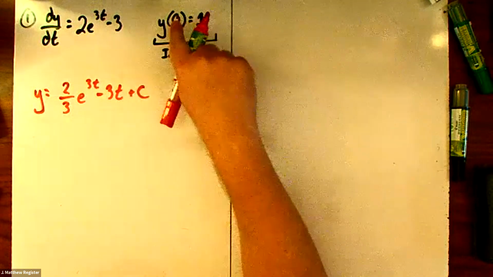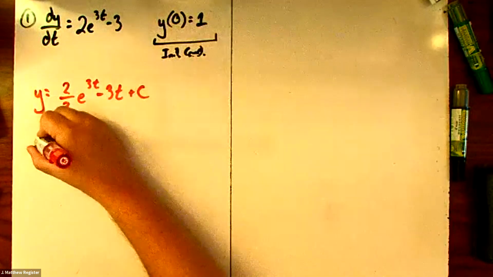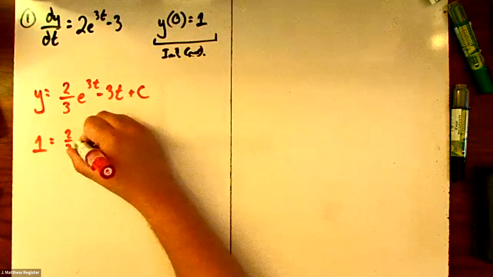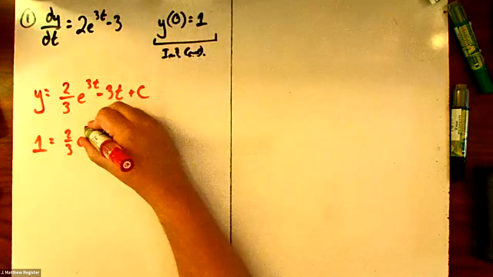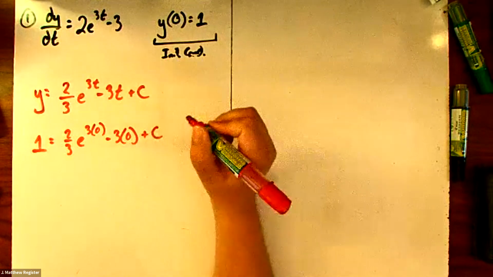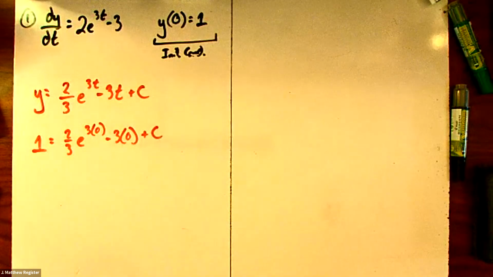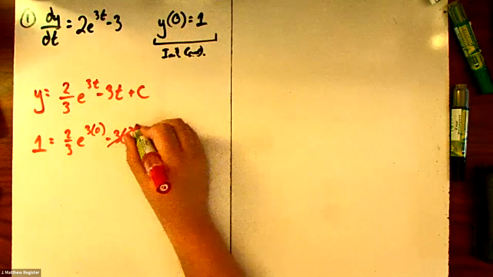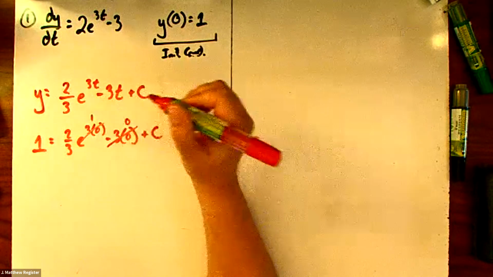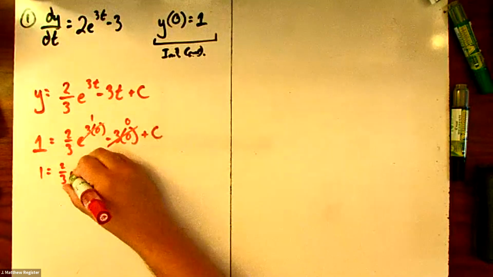But now we can solve for c using y of 0 equals 1. Because if y of 0 equals 1, that means we can plug the 1 in where our y is. And then our t value is 0. Be careful. This 1 value does not necessarily correspond to the c, as is exemplified by this. The 3 times 0 goes away. e to the 3 times 0 is 1, though. Which means that we have 1 equals 2/3 plus c.